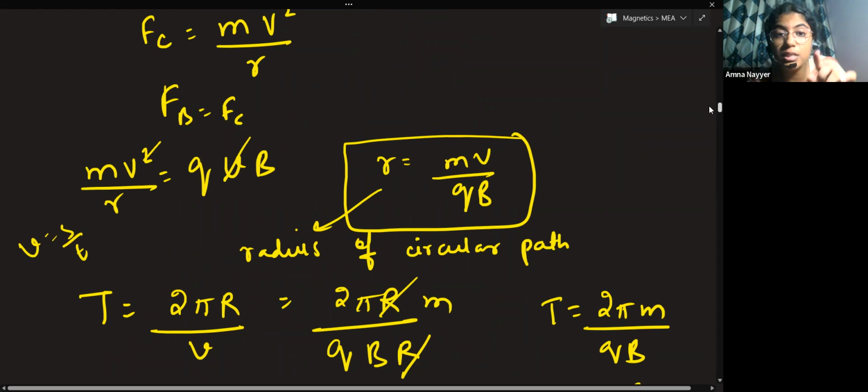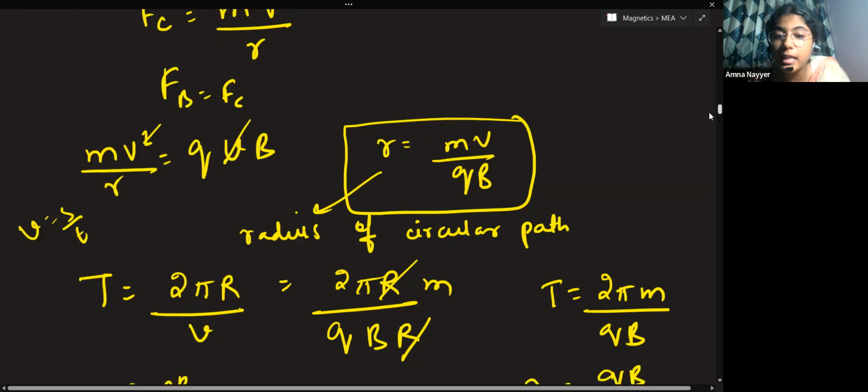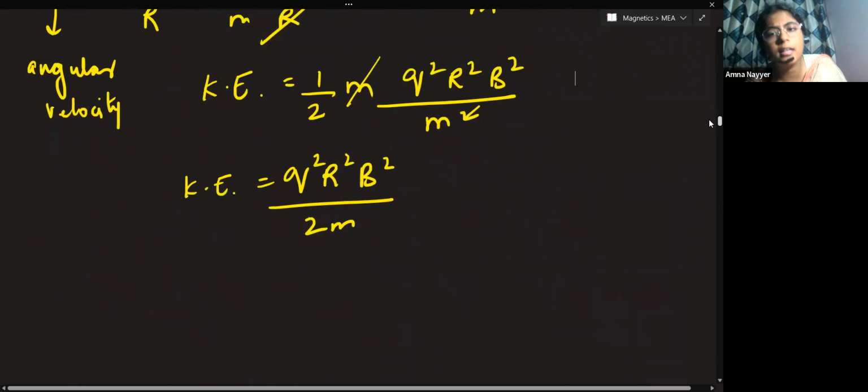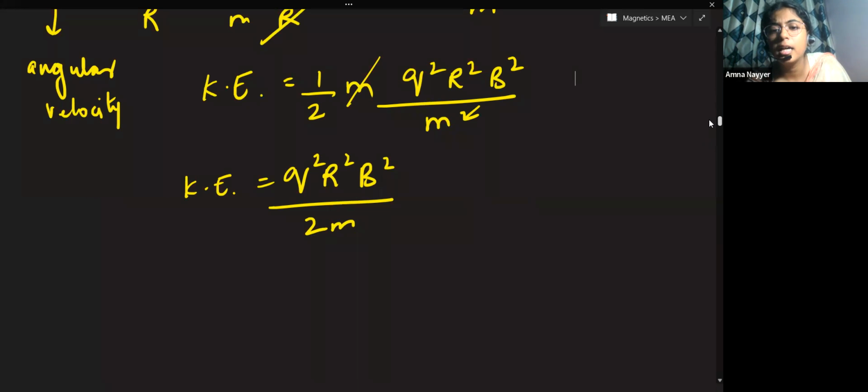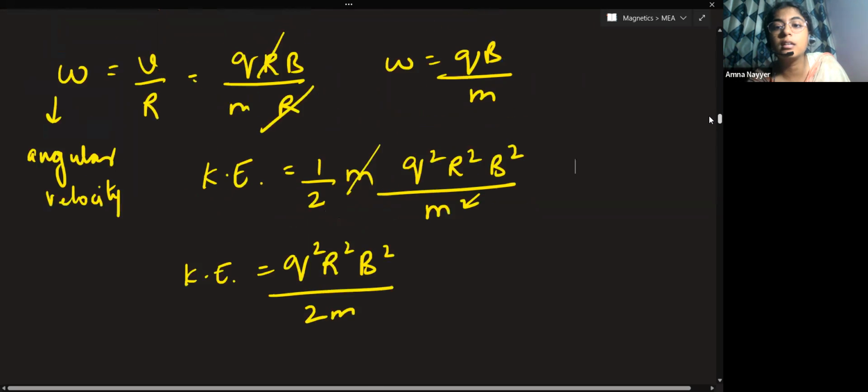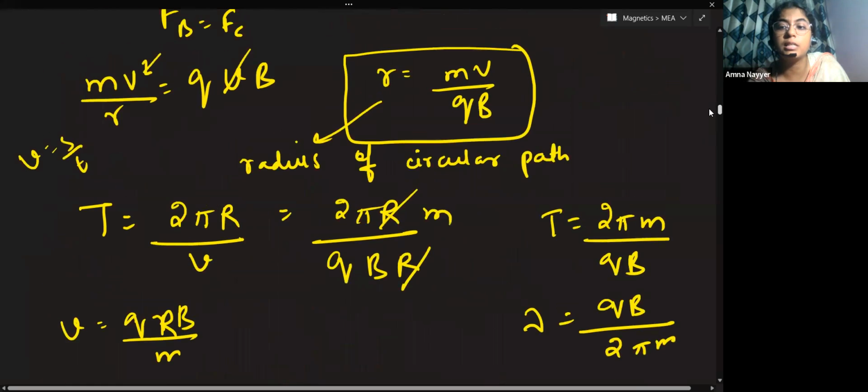For your derivations, you have to show that you are taking velocity from this QB divided by M, QRB divided by M from here, and then write down whatever is asked, either kinetic energy, time period, whatever it is. Time period is also frequently asked, and this question also comes in your NEET previous year papers, especially.